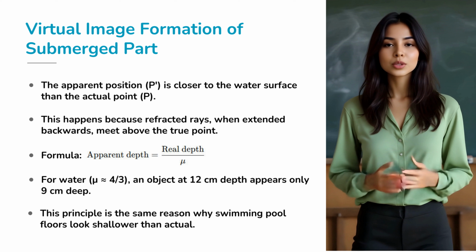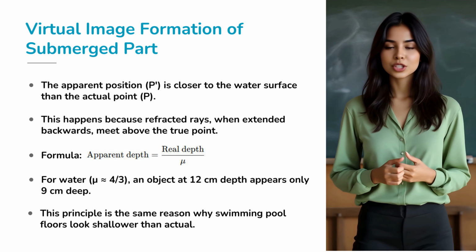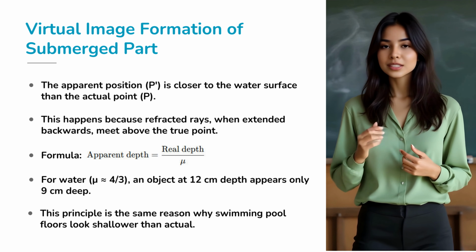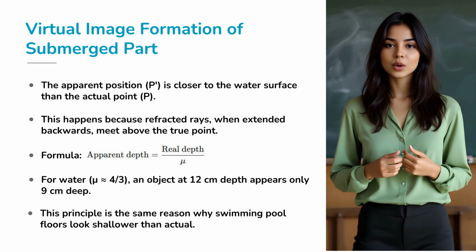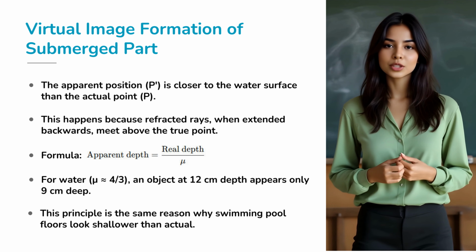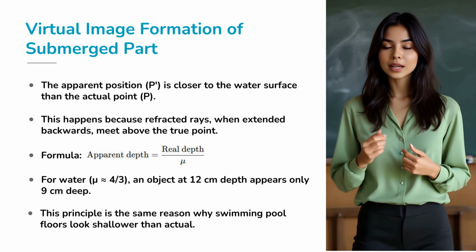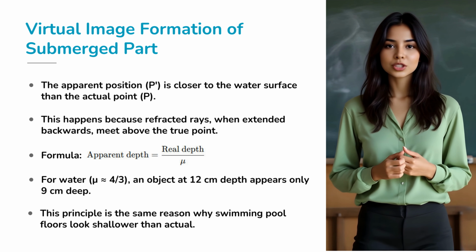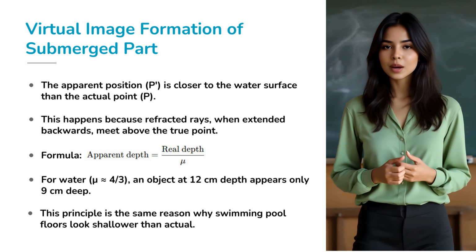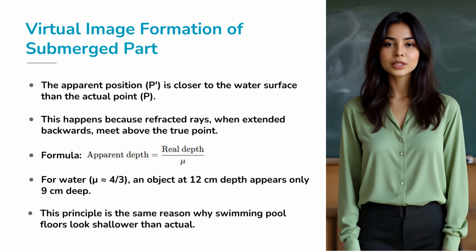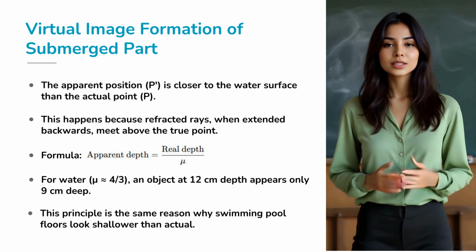Now let's explore the physics behind this apparent shift. What our eyes see is not the real position of the object, but its virtual image. The apparent depth is always less than the real depth. This relationship is given by the formula apparent depth equals real depth divided by refractive index.